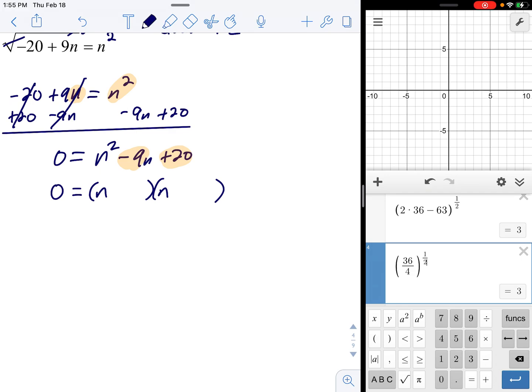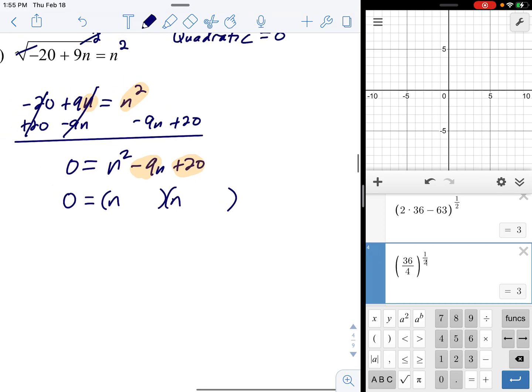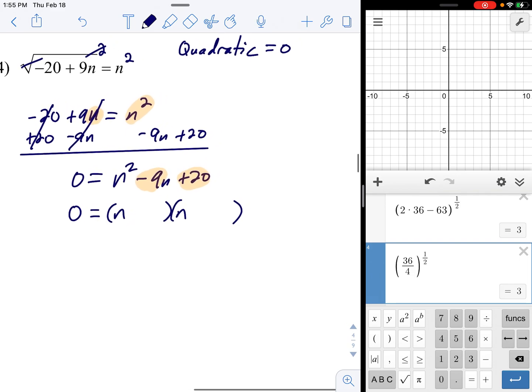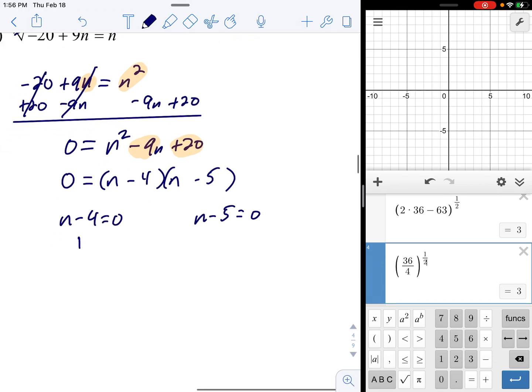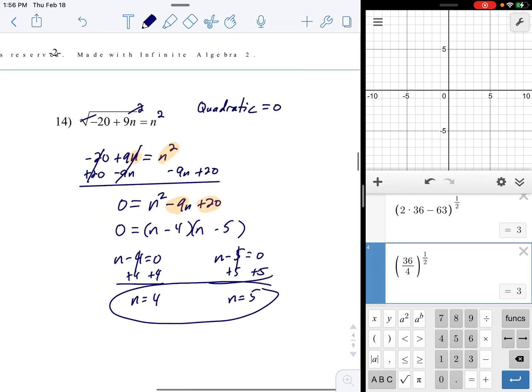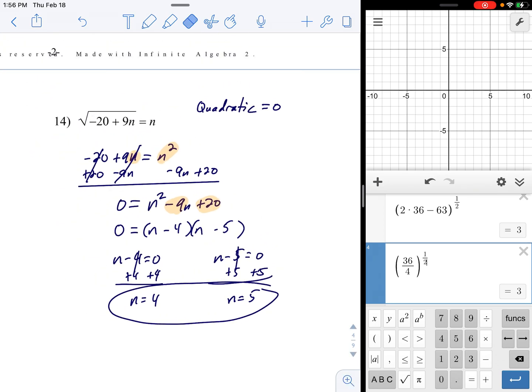Multiply to 20, add to -9. How about 4 and 5? -4 and -5. Yeah, 4 times 5 is 20. -4 and -5 is -9. So now you set each factor equal to 0 and solve them. So add 4, n equals 4. Add 5, n equals 5. So it looks like we have two answers. We just have to check them to make sure we are correct.